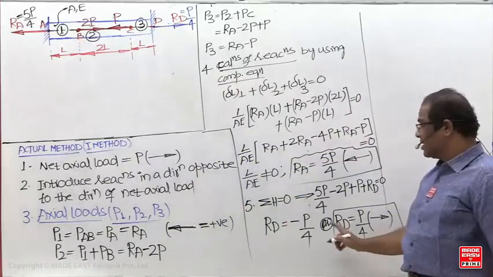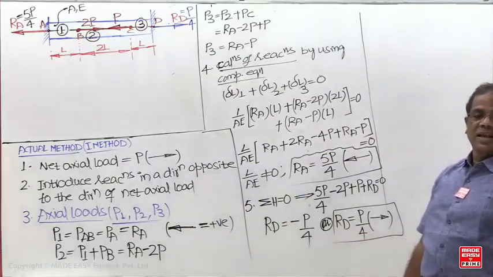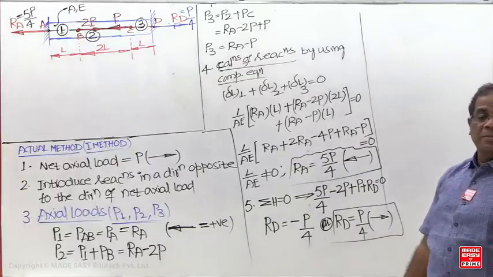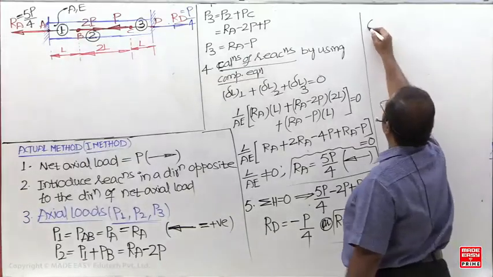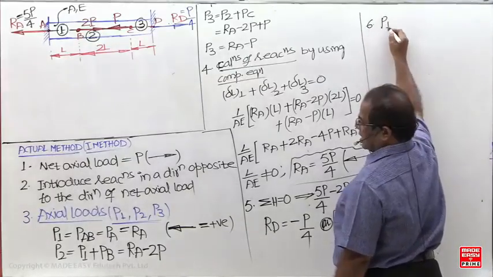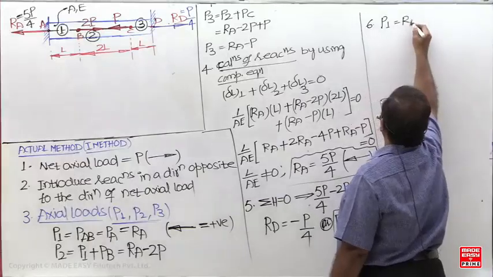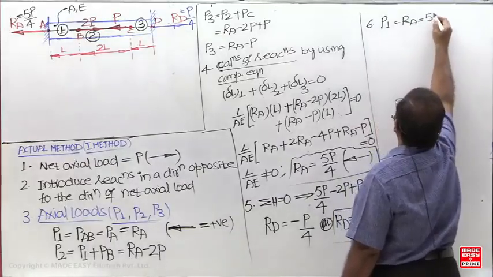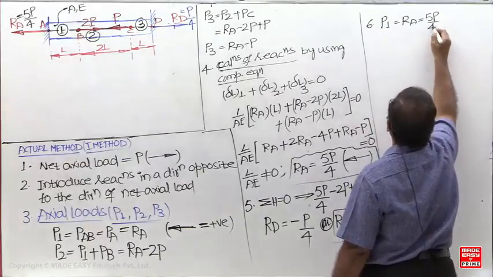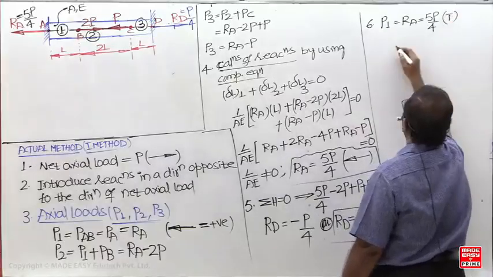First is to ask for the reactions. Reactions are completed. What is the next step you have to do now? Maximum axial load. What is P1 now? P1, how much is written here? RA. RA I am getting positive, means the tensile load.